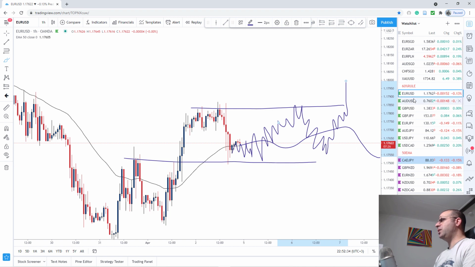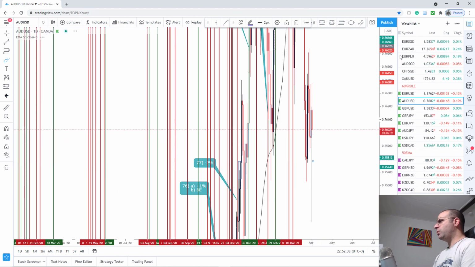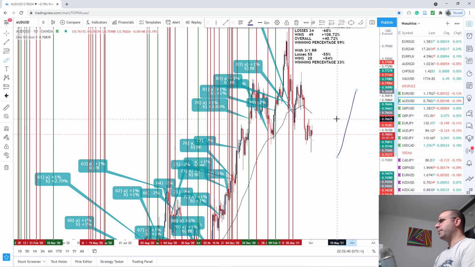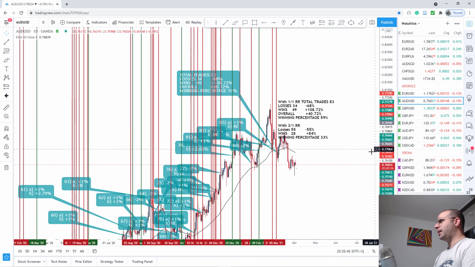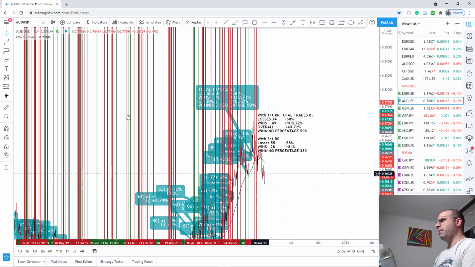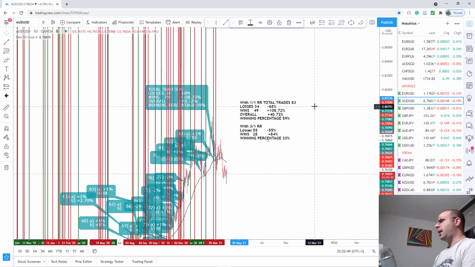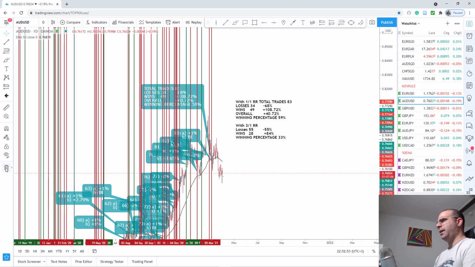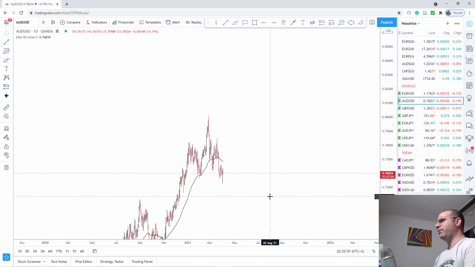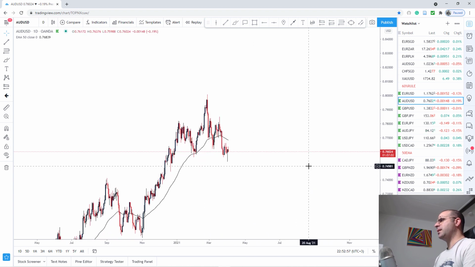Let's move on to AUDUSD, starting from the daily chart once again. Again, guys, here you can see the backtesting that I have done, and you see many red lines because this is for the 3-to-1 risk to reward. Otherwise, the winning percentage was 59% for a 1-to-1. Very nice strategy, this one that I have developed. I will be deleting all these things because I already have the screenshots.